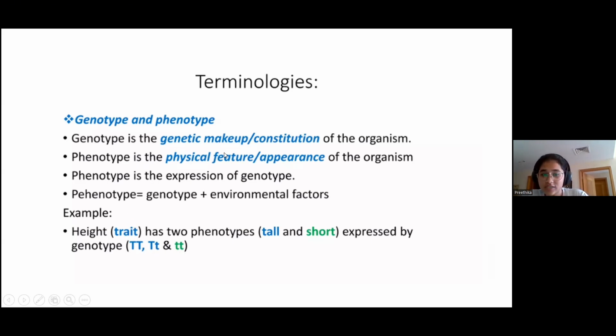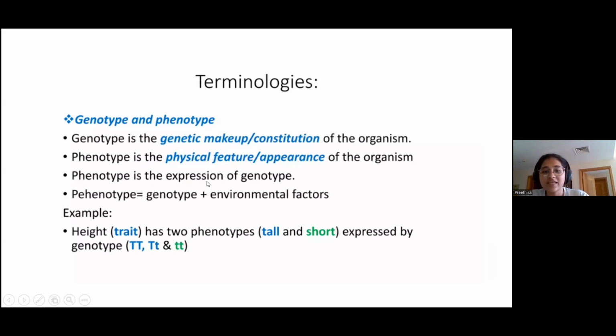So the genotype is the genetic makeup. As you can see here, you have the different genetic makeup. But phenotype is the physical feature or the appearance of the organism. So when we talk about genotype, it's like both capital T's or one capital and one lowercase. But phenotype is the physical feature, which just means tall or short, nothing else.